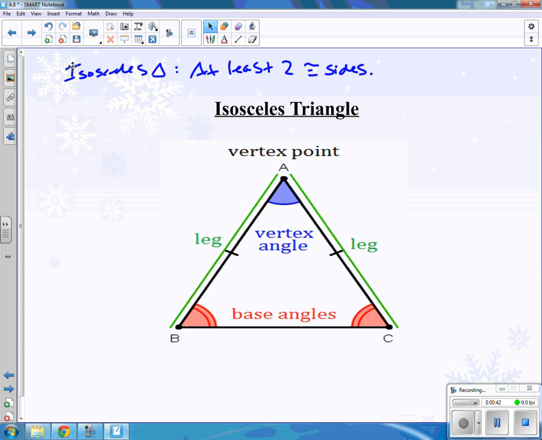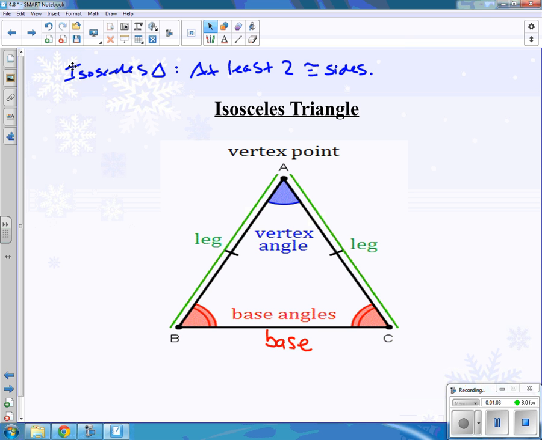So the first terms I'm going to talk about are the sides of those triangles, which we call the legs. So our congruent sides are called the legs. Okay, we see those marked in green in the diagram. And then we also have one that needs to be written in here. The third side, which is not congruent to the other two, we're going to refer to as the base.